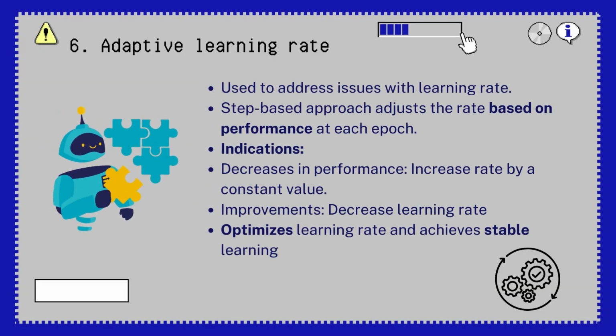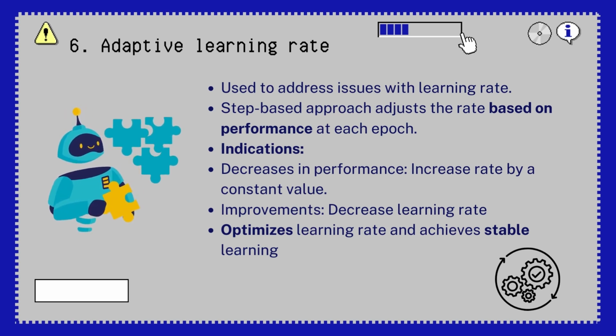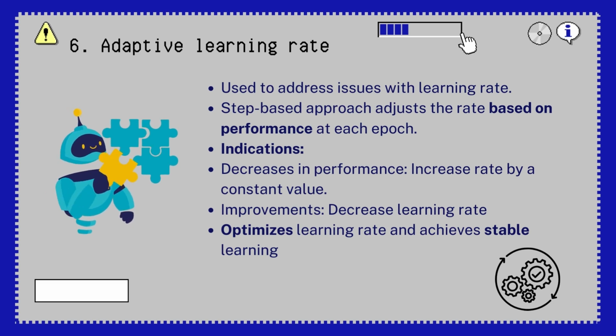The adaptive learning rate addresses issues with the learning rate by using a step-based approach. This approach adjusts the rate based on performance at each epoch, ensuring optimal learning throughout the training process. When there are decreases in performance, the learning rate is increased by a constant value to boost learning speed. Conversely, when there are improvements, the learning rate is decreased to fine-tune and stabilize the learning. This method optimizes the learning rate dynamically, leading to more stable and effective learning.